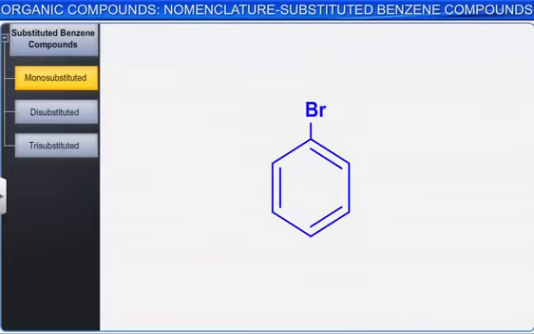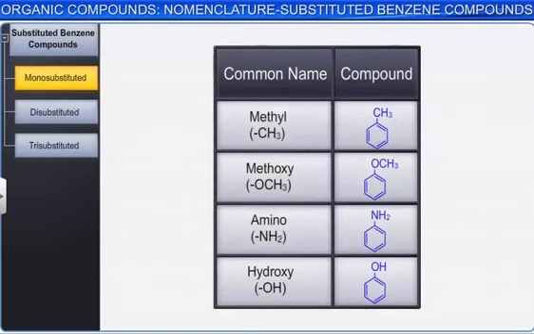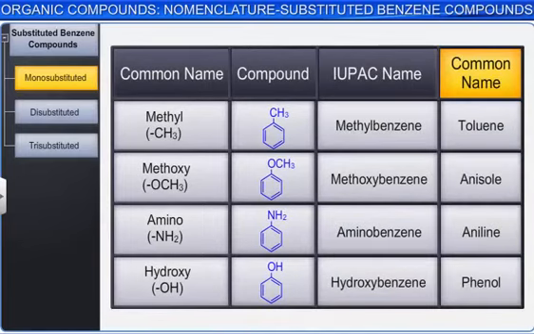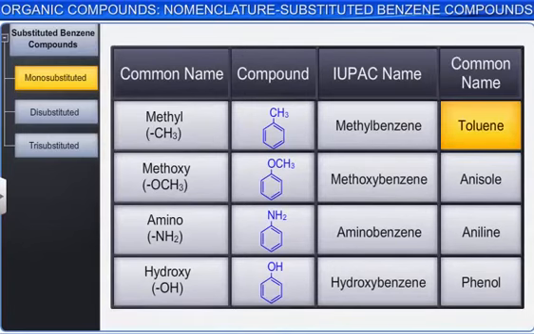Similarly, if the substituent is bromine, then the name of the compound is bromobenzene. Now let us name the following monosubstituted benzenes having the substituents methyl, methoxy, amino, and hydroxy respectively. The names of these compounds are methylbenzene, methoxybenzene, aminobenzene, and hydroxybenzene. The common names for these compounds are also widely in use. The common names are toluene, anisole, aniline, and phenol respectively.